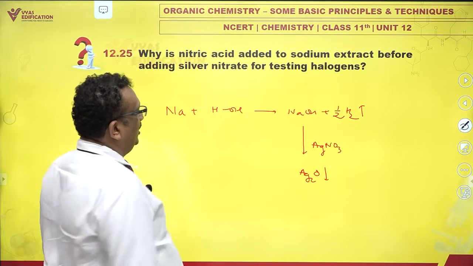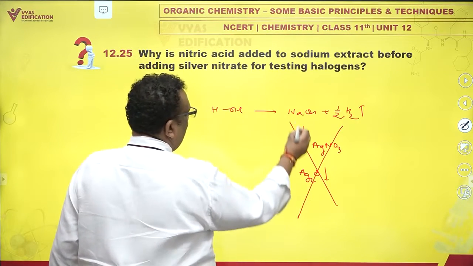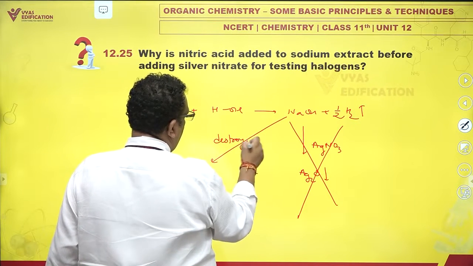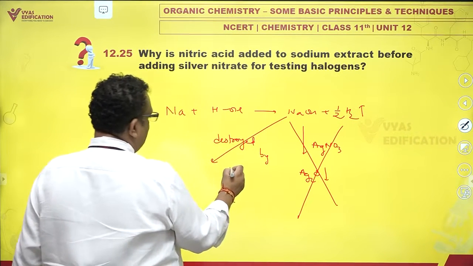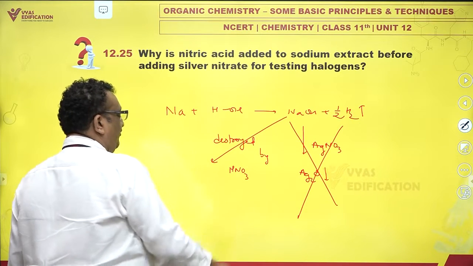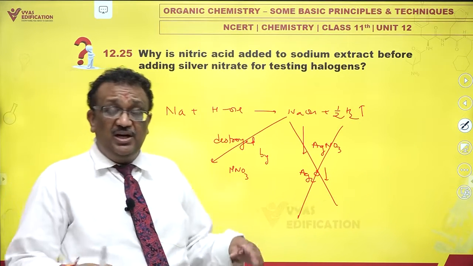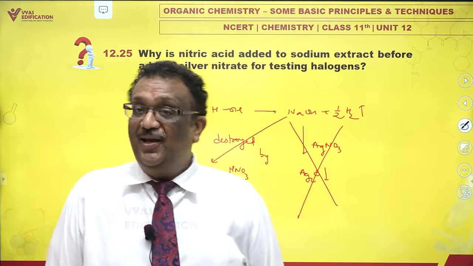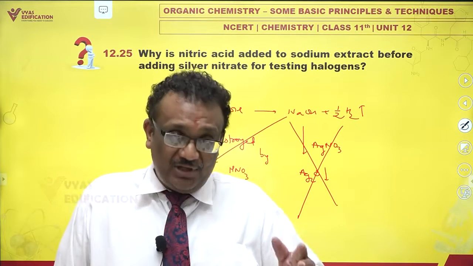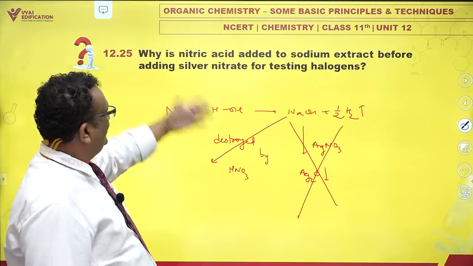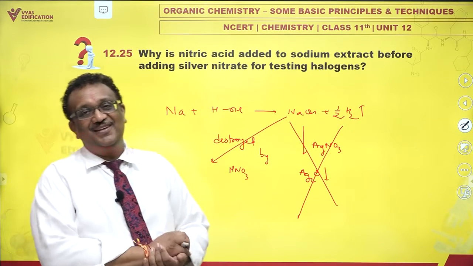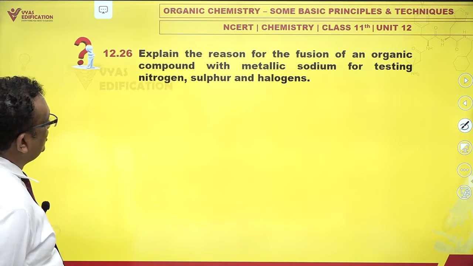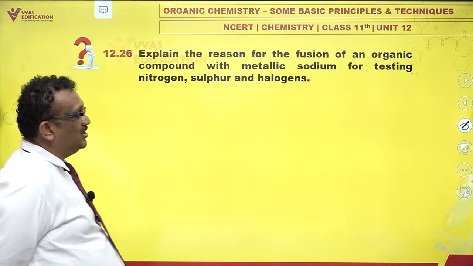So what do you do? If you don't want this, then this NaOH is destroyed by nitric acid. And why only nitric acid? Because nitric acid itself gives only nitrate ions, and nitrate ions do not produce any precipitate with silver ions, which are going to be added just after this. Hence, nitric acid.